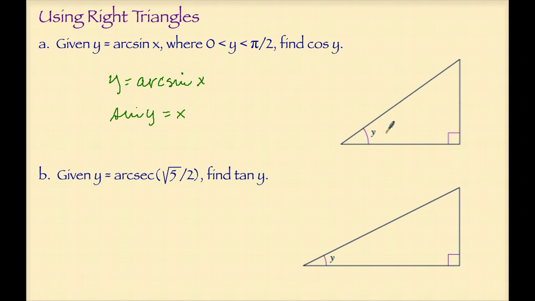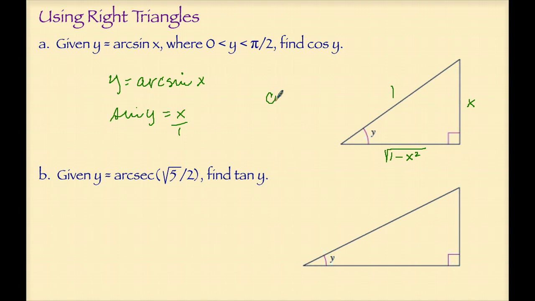In this triangle, the angle y is labeled. Sine would be opposite over hypotenuse. If I make x, x over 1, that means I can label the opposite side x, the hypotenuse 1. With these two values and the Pythagorean theorem, I can find the value of the adjacent side, which is going to be the square root of 1 minus x squared.